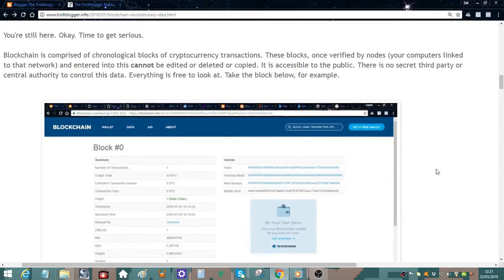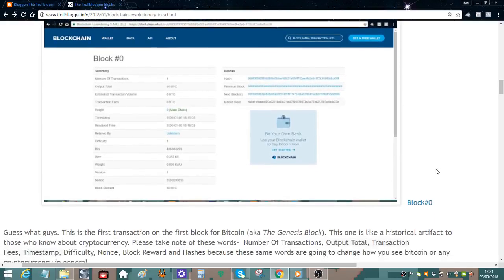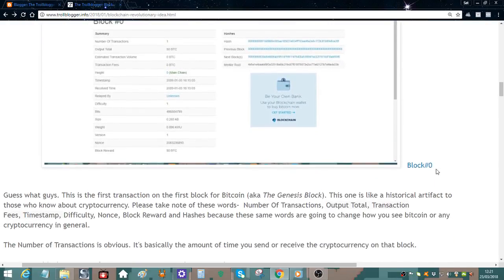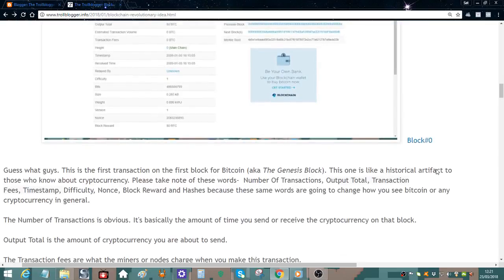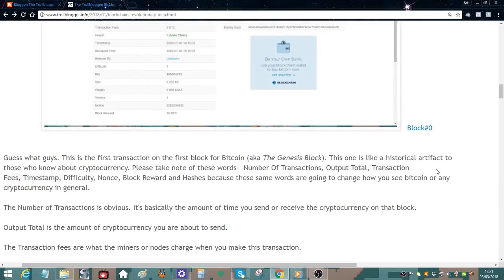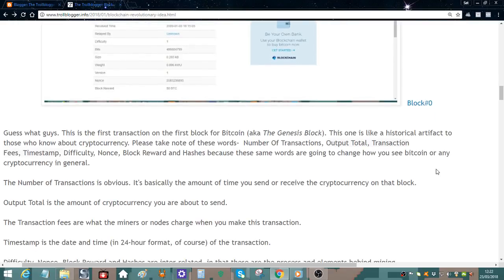Take the block below, for example. Guess what, guys? This is the first transaction on the first block for Bitcoin, aka the Genesis block. This one is like a historical artifact to those who know about cryptocurrency. Please take note of these words: number of transactions, output total, transaction fees, timestamp, difficulty, nonce, block reward and hashes, because these same words are going to change how you see Bitcoin or any cryptocurrency in general.